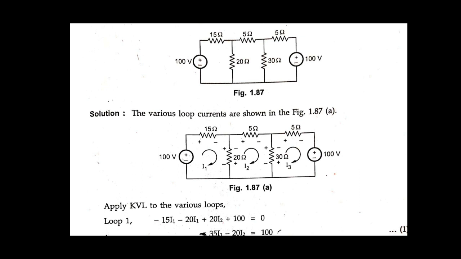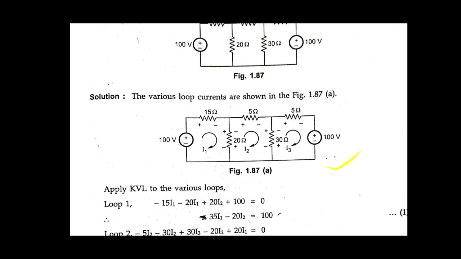Next, the 100 volt source is there, and here also the same case. Across the 30 ohm resistance there are two currents, I2 and I3, flowing through this 30 ohm resistance. The polarities are different for different currents, meaning for I2 it is different and for I3 it is different. So let us solve this problem.